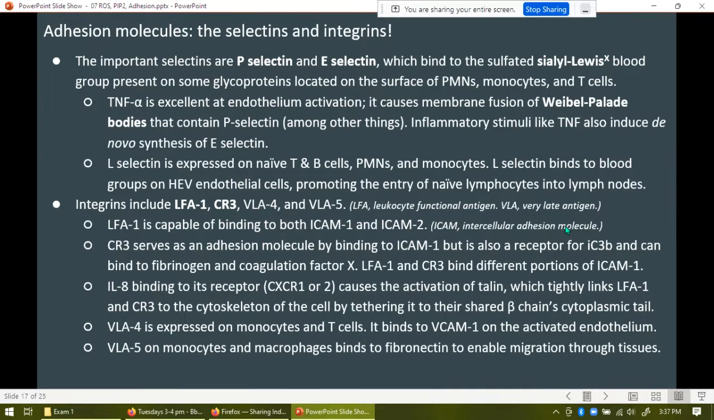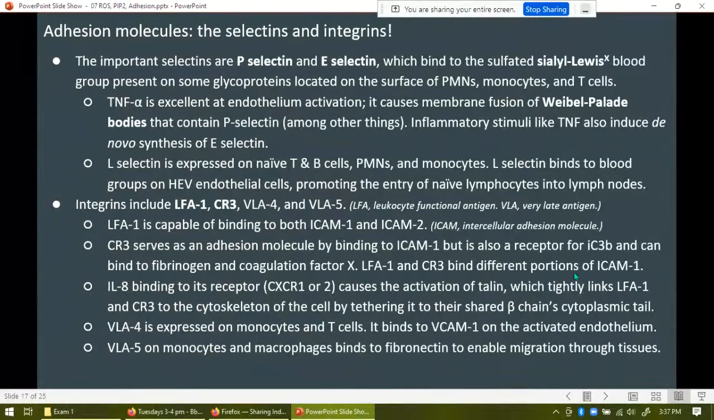ICAM is for intercellular adhesion molecule. So this one must be expressed on cells that are closely crowded, i.e. it is expressed on the endothelium, hence intercellular adhesion molecule. ICAMs are expressed on the endothelium. CR3 serves as an adhesion molecule by binding to ICAM1, but remember it's also a receptor for iC3b, and it's also a receptor for fibrinogen in the extracellular matrix, and that can allow for some adhesion activity, and coagulation factor X, as long as it's been activated.